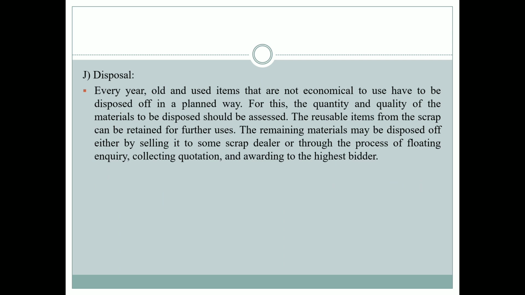Next one is disposal. So every year, old and used items that are not economical to use have to be disposed of in a planned way. For this, the quantity and quality of the material to be disposed should be assessed. First, it has to be tested. The reusable items we can further reuse. Reusable items from the scrap can be retained for further uses. For the remaining materials, they may be disposed of either by selling to some scrap dealer or through the process of floating inquiry, collecting quotations, and awarding to the highest bidder.